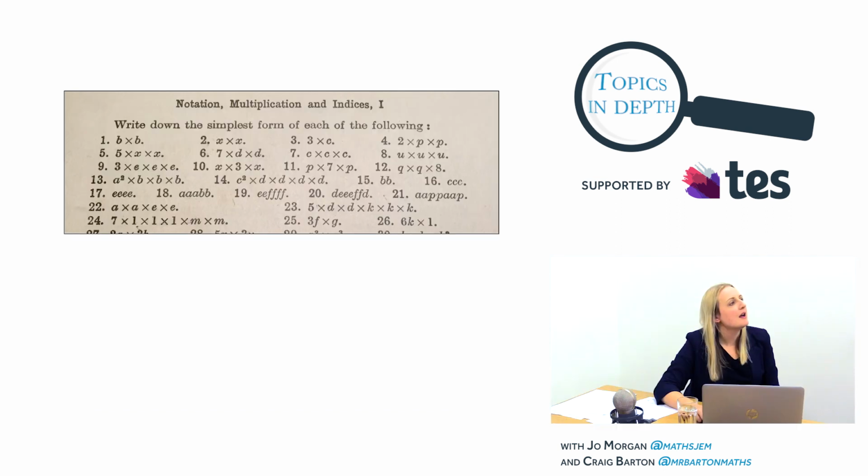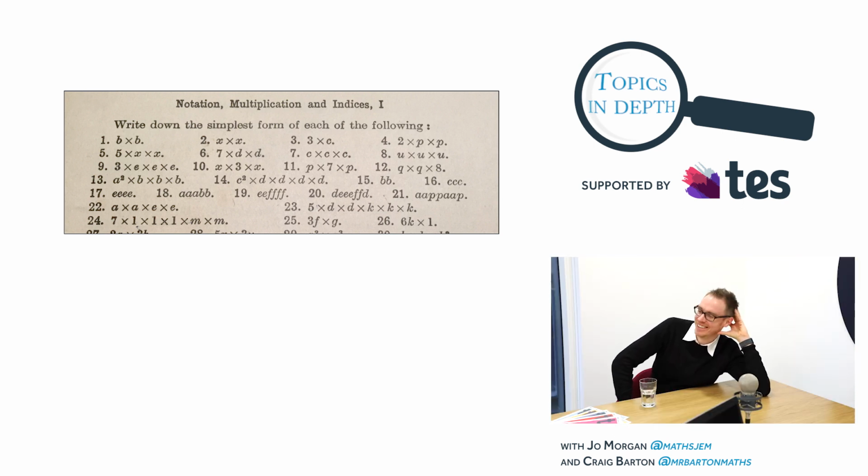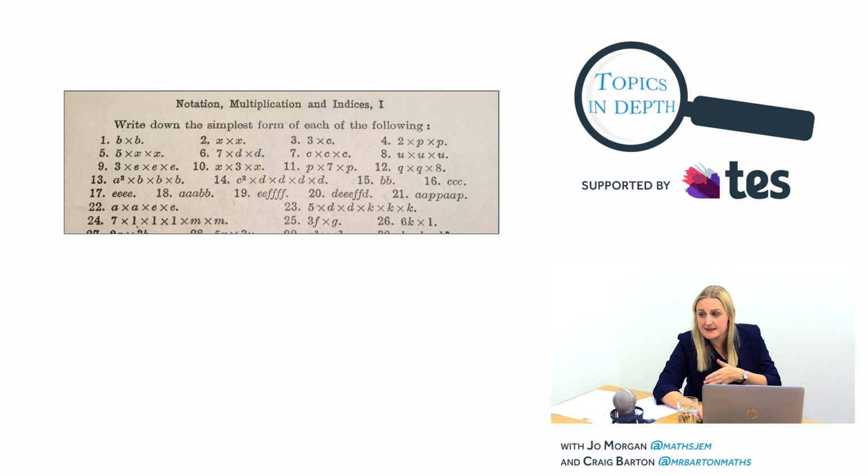Lovely, Joe. This is from a Victorian textbook from the 1800s. You love an old textbook. I do, and the thing is, it's worth looking at how they did this back then. What order did they do it in? And here it's so similar to what we do now. They're saying write these in simplest form. They're saying write it in index notation.